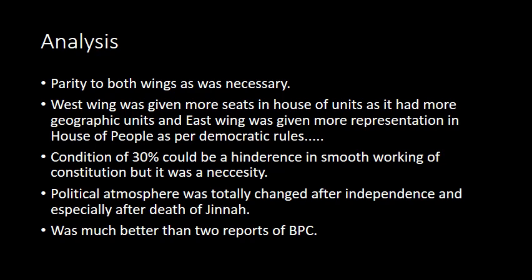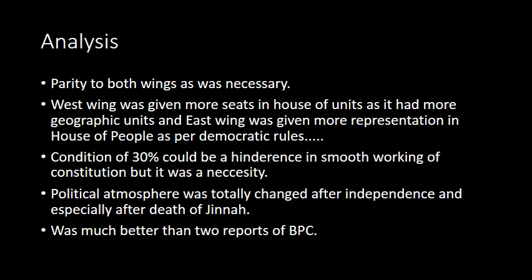The condition of 30% would be a hindrance in the smooth working of a constitution, but it was necessary. It was really a hindrance in the smooth working of the constitution, because there was a check on the majority, but this was necessary. It was extremely necessary because there was not an atmosphere of consensus between both wings. To avoid domination of one wing over the other wing, it was necessary that the majority should be in such a way that there be 30% from each side.